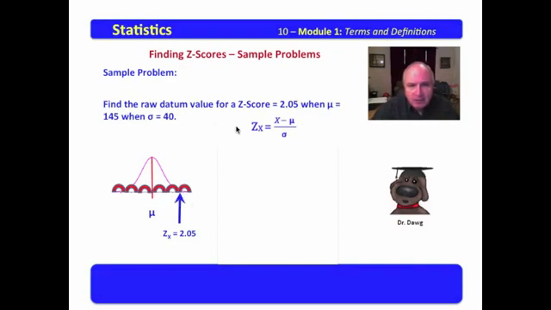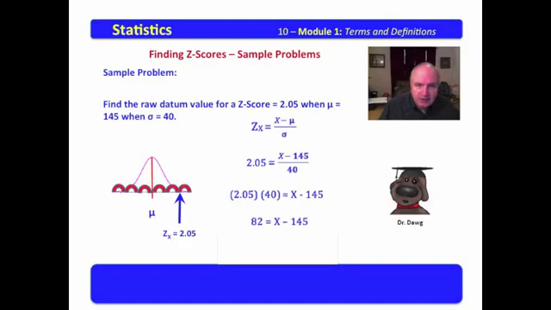We find that mu is 145. We would plug that in. The z-score is 2.05 and sigma is 40. Now all we have to do is algebraically solve this problem. We would multiply both sides by 40, and we come up with 82 equals x minus 145. Add 145 to both sides, and we find that our raw datum is equal to 227. Very interesting. Just a little simple algebra.